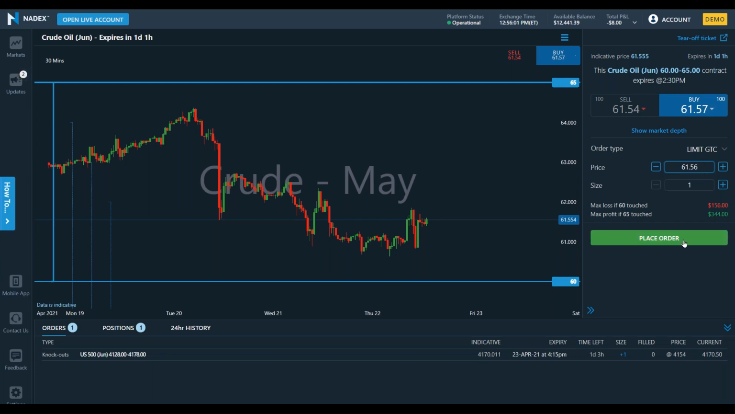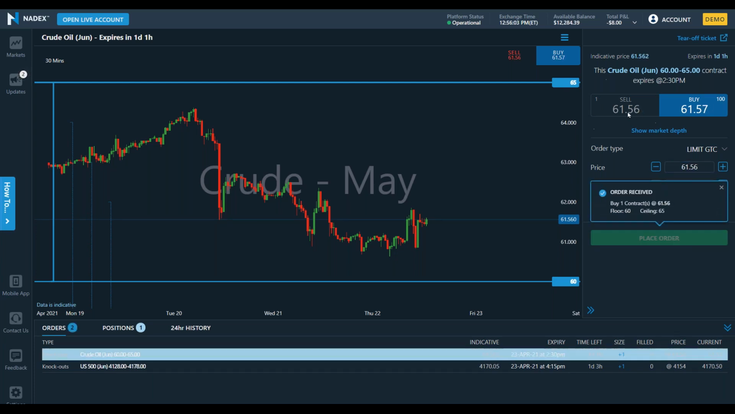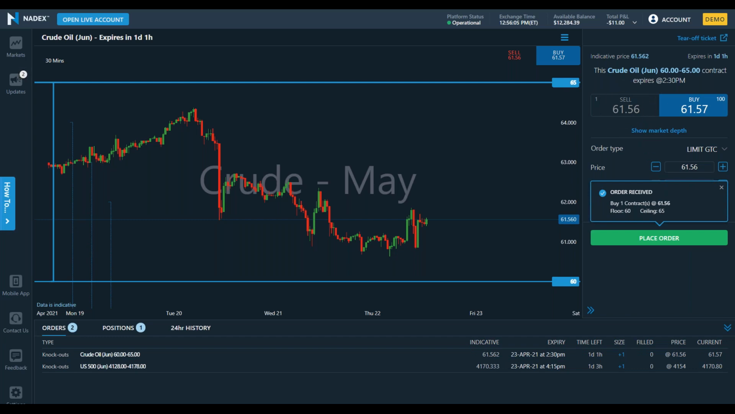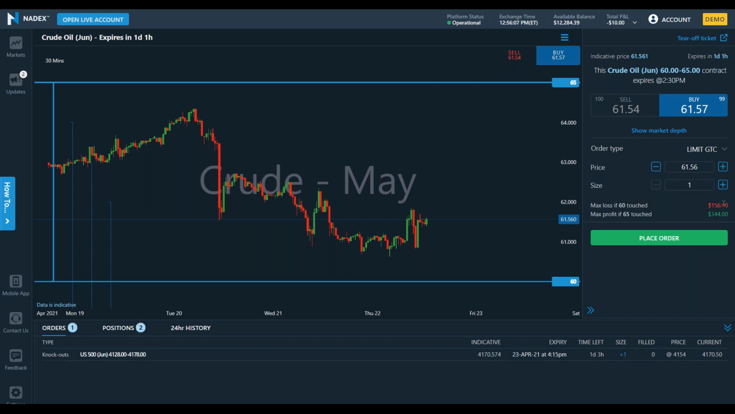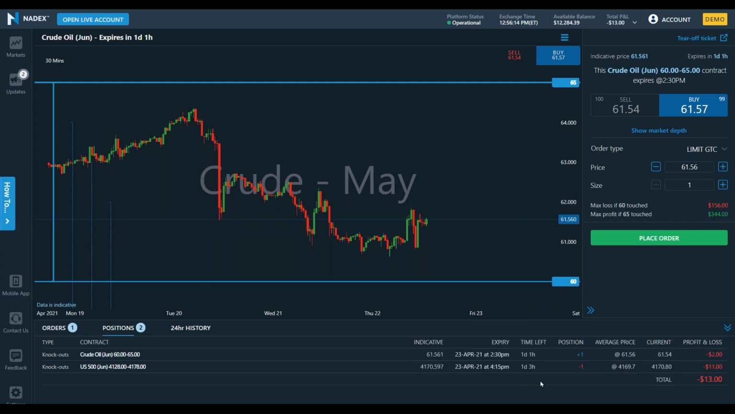I'm going to place my order to buy one. There's my bid. I might buy it. There's 61.56. I know that the most I could lose would be $156. In fact, I did buy it. You can see in my position page, I actually bought it there. Now, if it were to drop down to 60, I would lose $156. If it were to get all the way up to 65, I would make $344.